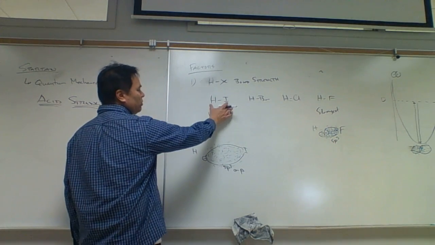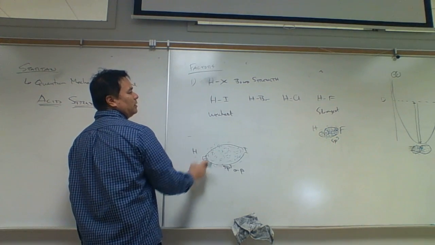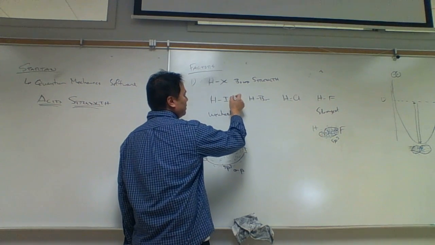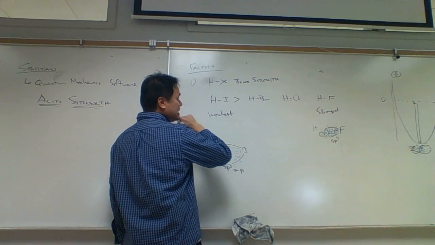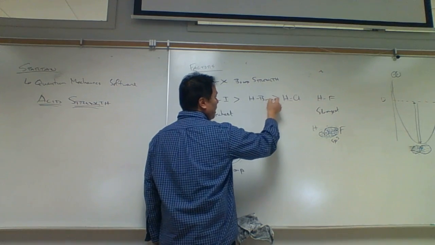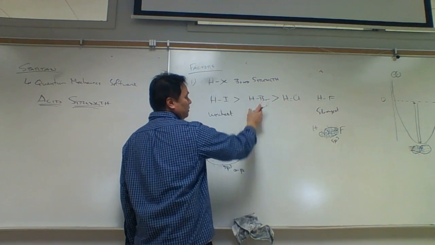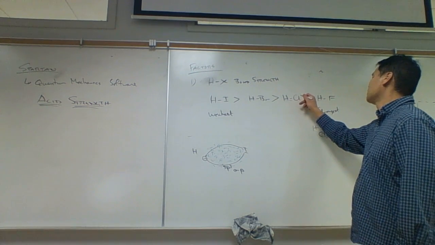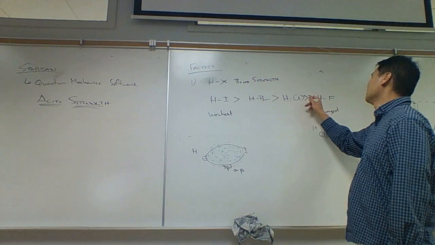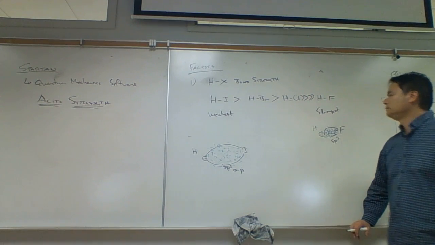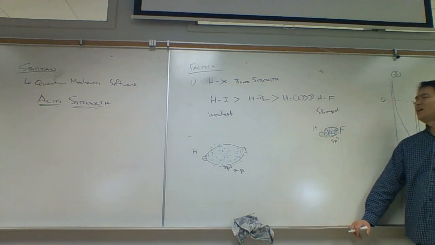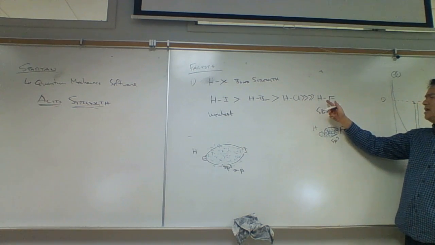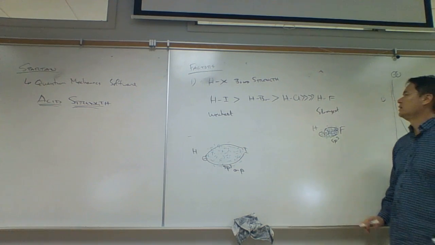And so this bond is quite weak. Look at the electron cloud here. This bond is quite strong. But it turns out when we're looking at the acid strength, HI is stronger. HBr is stronger than HCl. And HCl is stronger than HF. But it turns out HCl is a heck of a lot stronger than HF. And so HF is unusually weak.